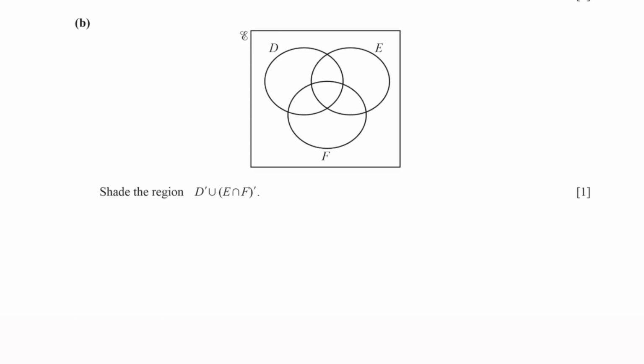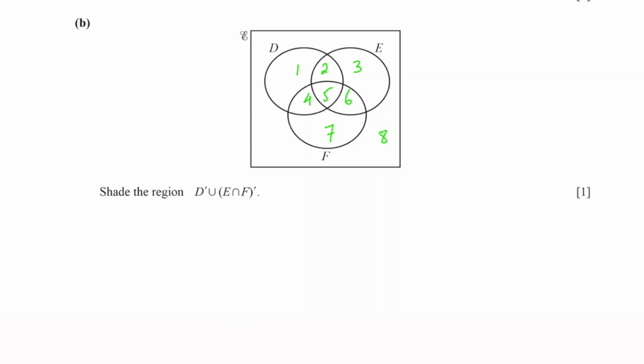Part B, we have to shade the given region. I'll explain it very simply. What you have to do is just label it. All the parts inside the region you label as 1, 2, 3, 4, 5, 6, 7, and the outer region we can label as 8.